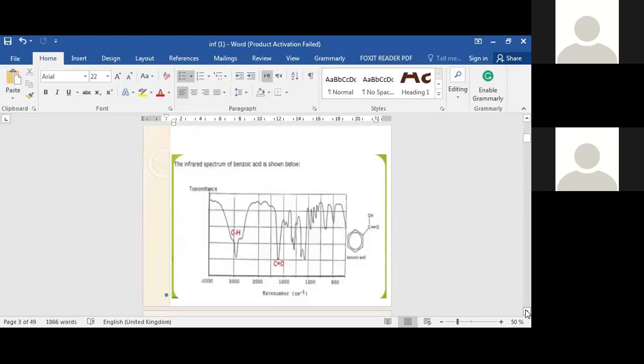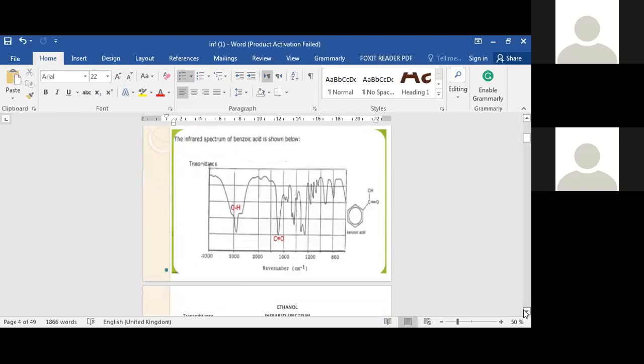Here we have a chart or spectrum of benzoic acid. It is an organic molecule that contains functional groups, hydroxyl and carbonyl group. So hydroxyl can be seen around 3,000 centimeter -1, and carbonyl can be seen at about 1,700 centimeter -1.